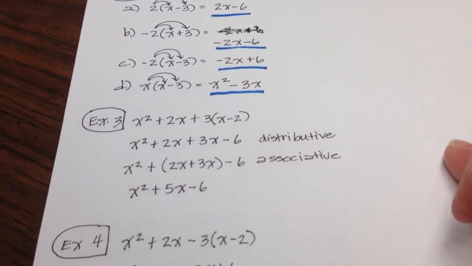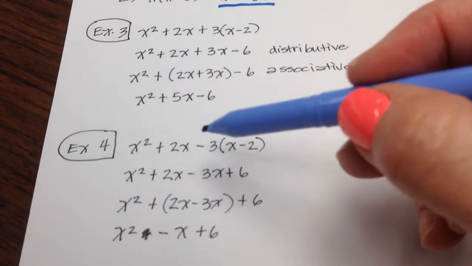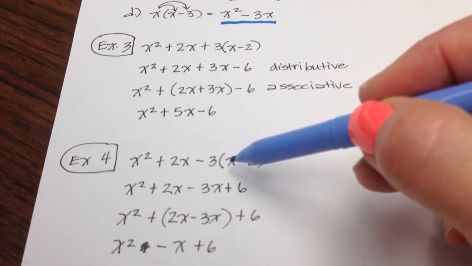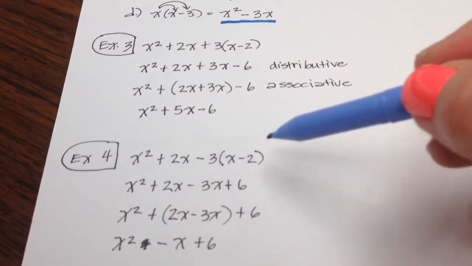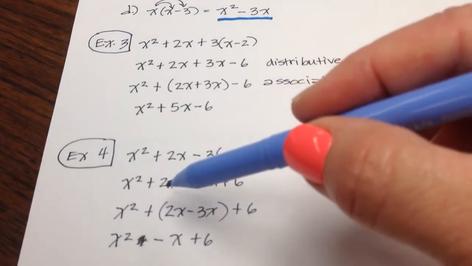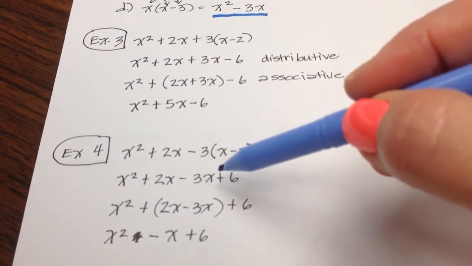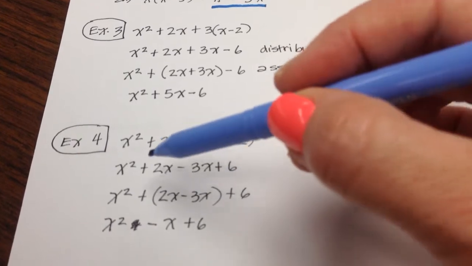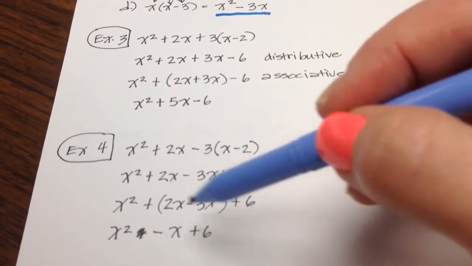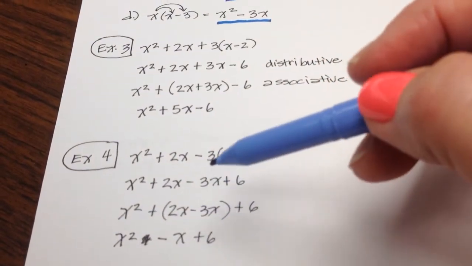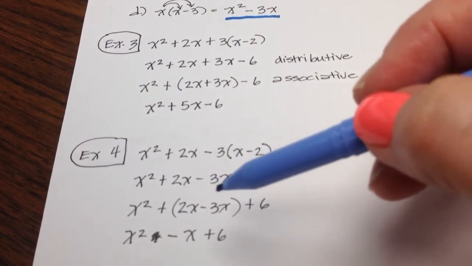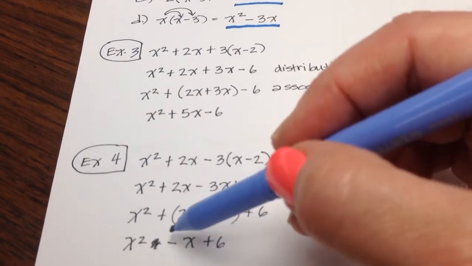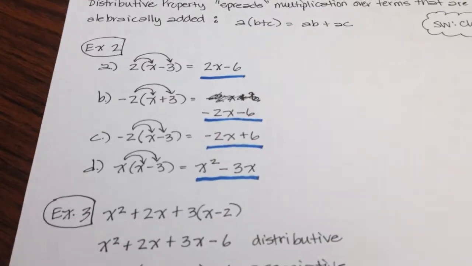All right? Okay, here's another one. Same thing. x squared plus 2x minus 3 times (x minus 2). So I'm going to distribute my 3. So I have x squared plus 2x minus 3x plus 6, because negative 3 times negative 2 is positive 6. I'm going to put my like terms together. So I have x squared. Why do I have that minus? Oh, because 2x minus 3x is negative x plus 6.